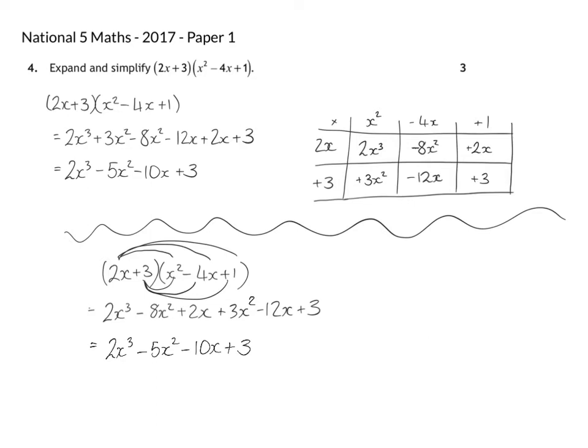So we get our first mark for any evidence of 3 correct terms. So those first 3 correct terms there, or 3 correct terms there, doesn't matter. Completing our expansion, so getting the whole lot right, gets us our mark number 2. And then for simplifying correctly to our 2x cubed minus 5x squared minus 10x plus 3 gets mark number 3.